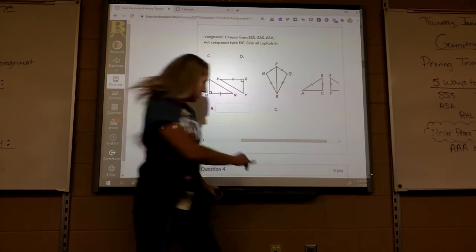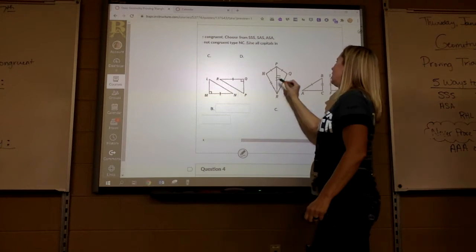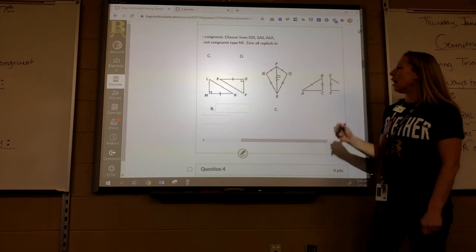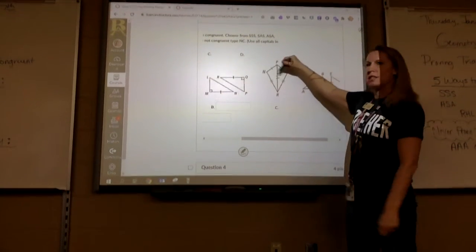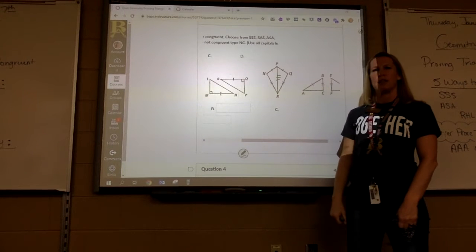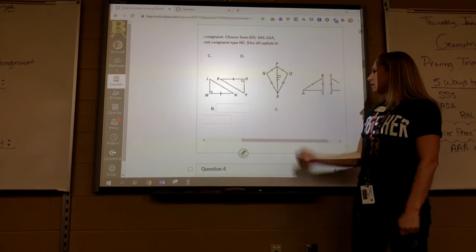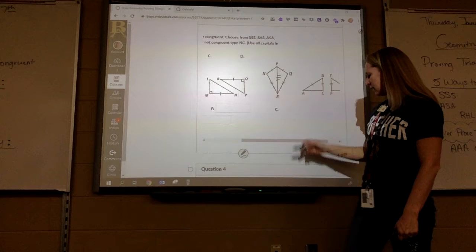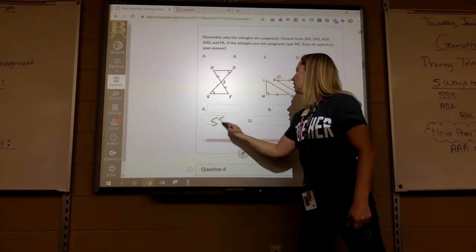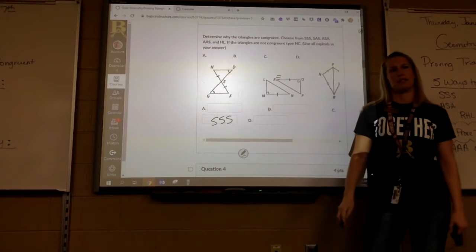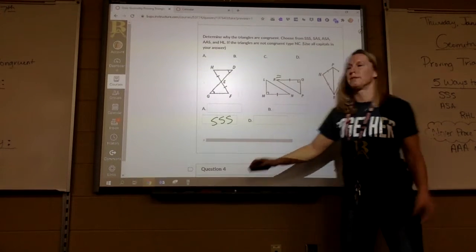For the next one, do you see how the triangles are smushed together? Yes. So I can mark that, or I can draw the picture, or in my mind just think, okay, if all 3 sides are marked, what's that? Side, side, side. So C is side, side, side. All caps.